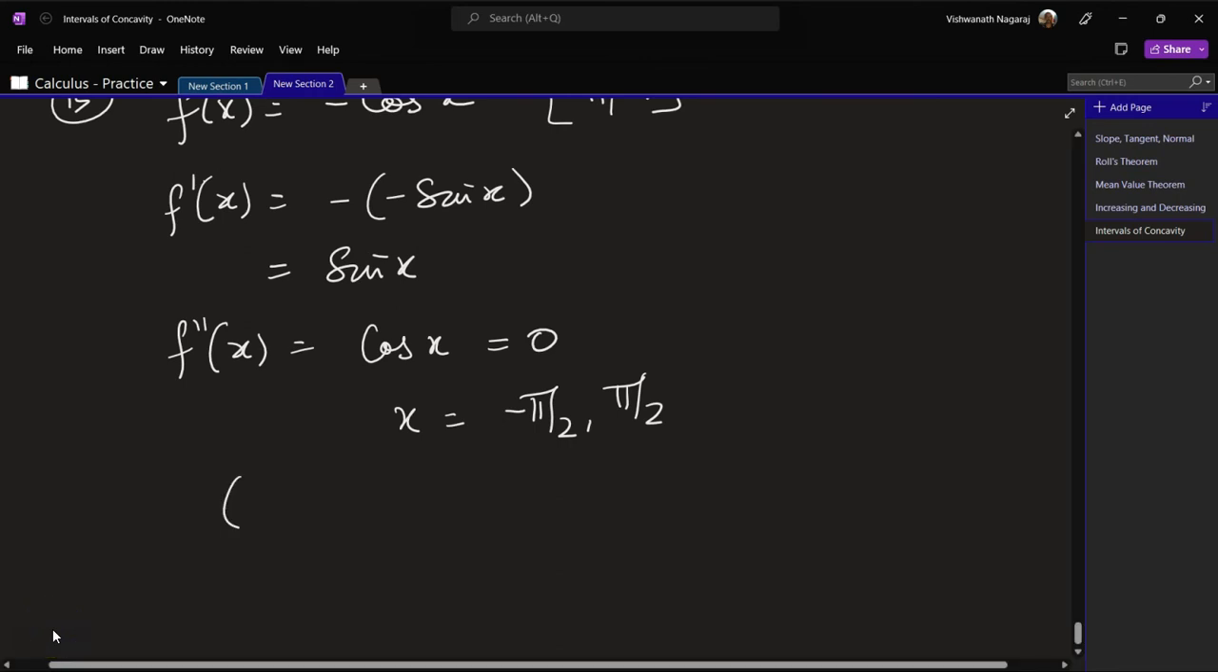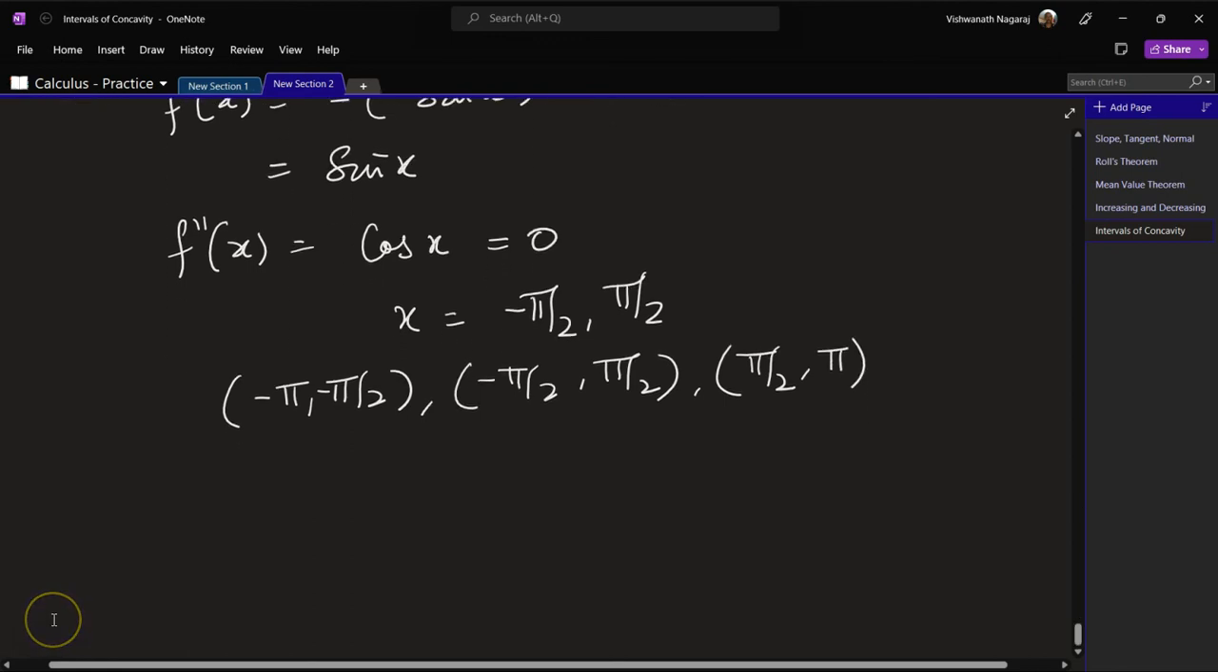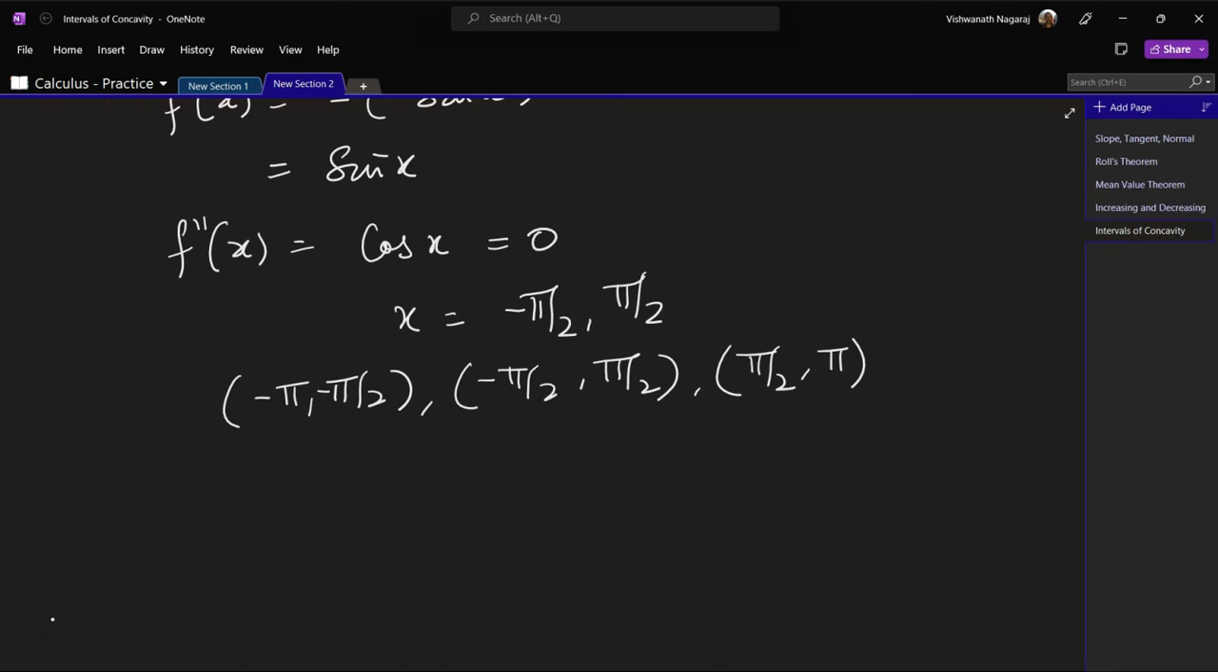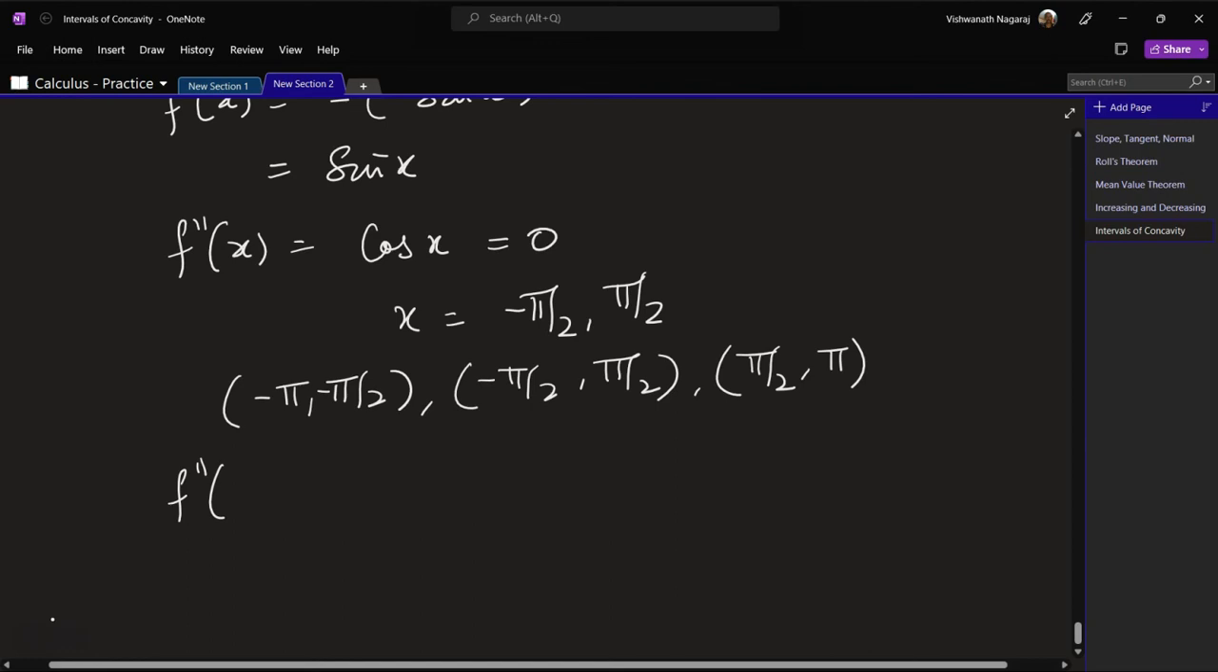So our intervals will be minus pi to minus pi by 2, minus pi by 2 to pi by 2, and from pi by 2 to pi. So we'll have 3 intervals. Now let's pick some values. f double prime of, let's say, minus 3 pi by 4, which is between minus pi and minus pi by 2. This would be equal to minus root 2 by 2.